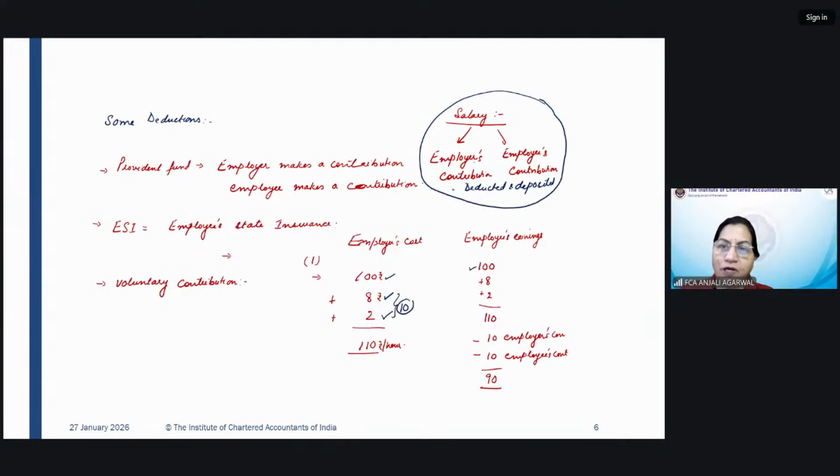So here, the employer is making a contribution of 10 and the employee is also making a contribution of 10. So whatever the employer is giving him, out of that 20 will be deducted and deposited to the fund, right? 10 from the employer's contribution and 10 from the employee's contribution. So from 110, when you deduct 20, what do you get in hand? 90. Is it clear now? So I have clubbed the ESI and the Provident Fund, that's 10-10. So these are the deductions which are also required to be made.